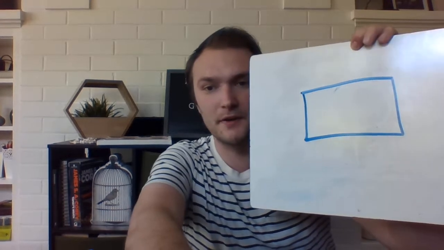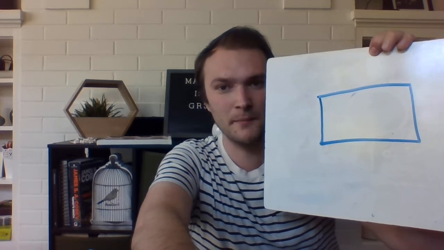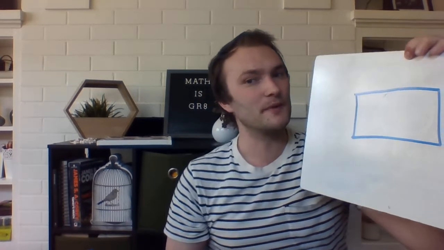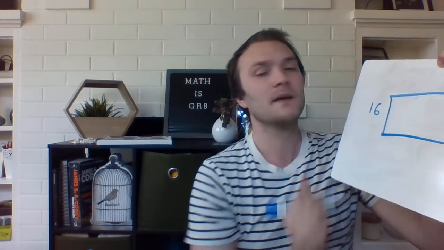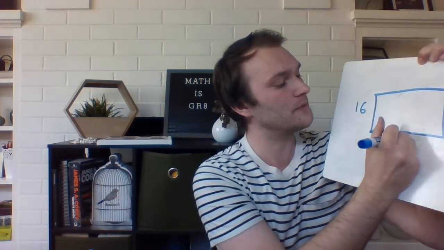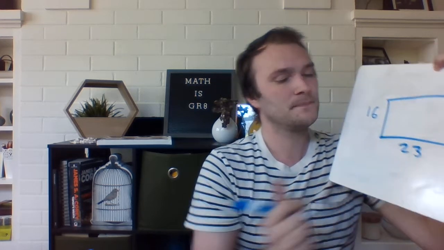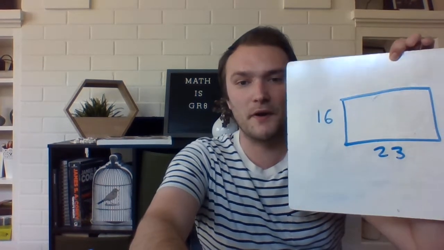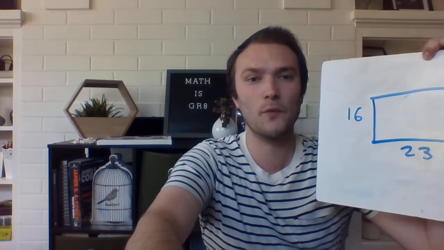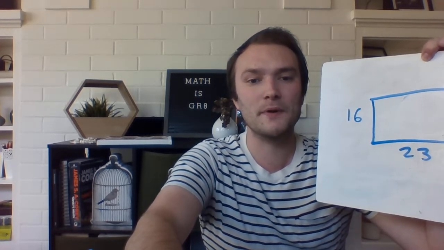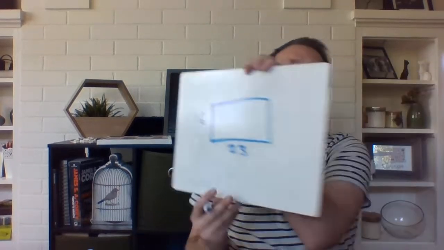Got a rectangular garden right here. I'm going to then label the sides. One side of the garden was 16 feet, and the other side was 23 feet long. So we've got our garden right here, and question A is saying, how far did the ant walk, or what is the perimeter of the garden?